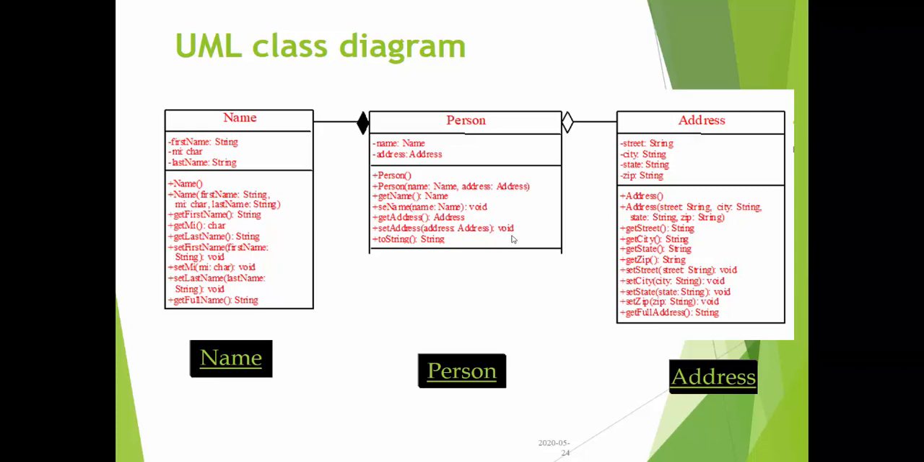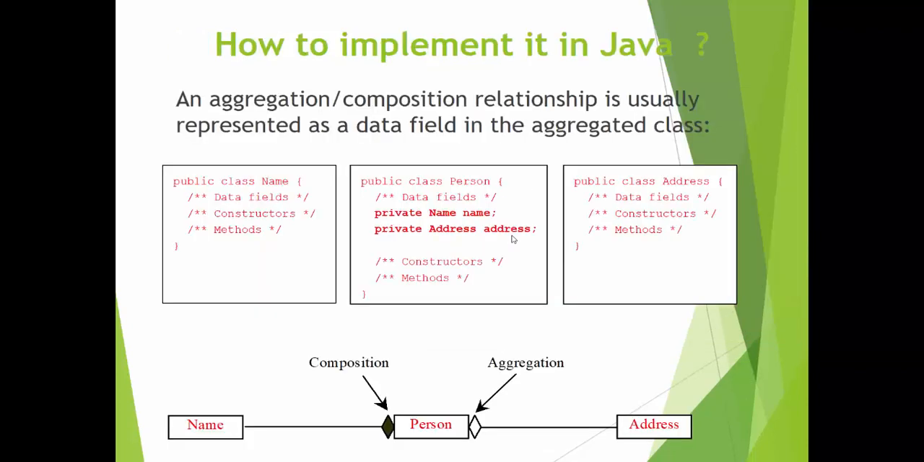This is basically how we implement composition and aggregation in practice. So how to implement it in Java? An aggregation and composition relationship is usually represented as a data field in the aggregated class. So that's what I repeated again. So class name with data fields, constructor and methods, address class with data fields, constructor and methods, and two instance object variables in class person.